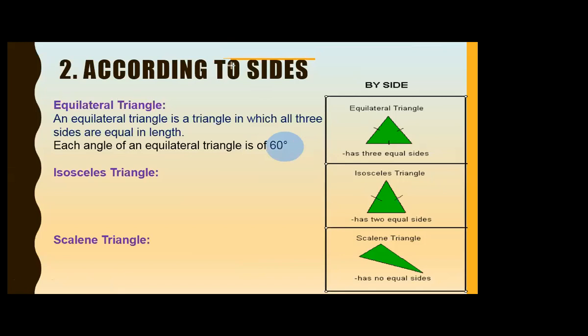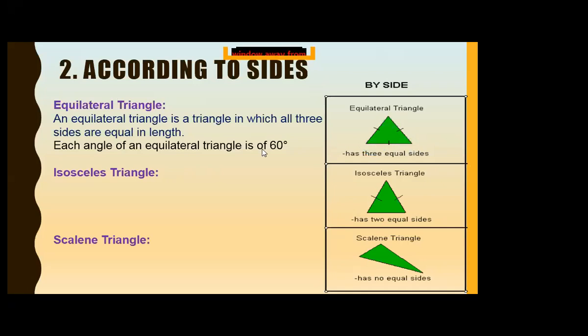Beta, if we add 60 plus 60 plus 60, what will we get? We get 180, and we know that the sum of all the angles of a triangle is equal to 180 degree. So in an equilateral triangle, all the sides and all the angles are equal. ठीक है ना? In an equilateral triangle, all the sides and all the angles are equal, right?